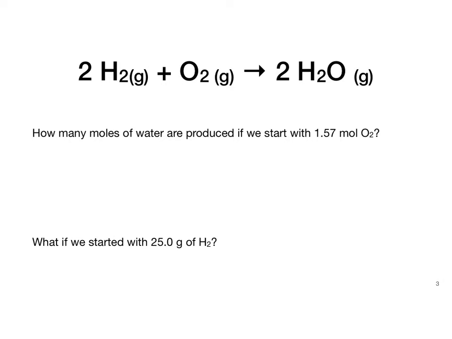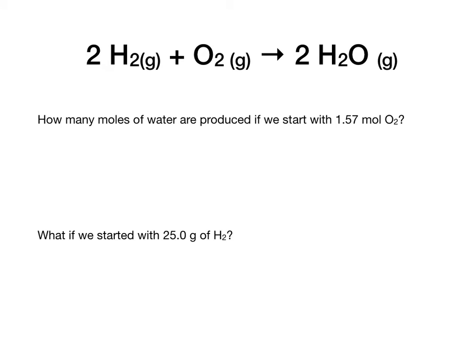So let's look at this equation, and let's start to think about this in terms not just of bread and cheese, but for a chemical equation. How many moles of water are produced if we start with 1.57 moles of O2? We have a balanced equation, and it takes 2 moles of hydrogen gas plus oxygen gas, gives us 2 moles of water. So in this case, our stoichiometric ratios are these numbers here, and we're going to use those in our equation.